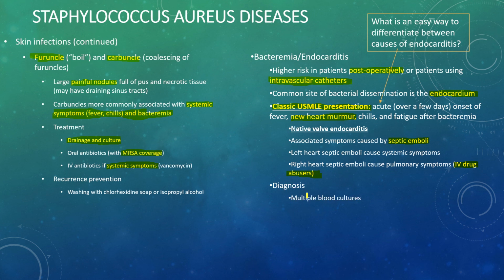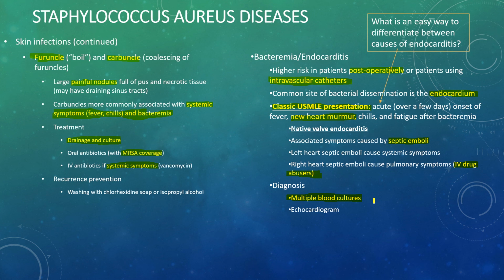So how do you diagnose this? You diagnose with multiple blood cultures, because remember, these are very difficult to differentiate between other organisms. You could accidentally get a Staph epidermidis or some contaminant getting into the blood culture. So you need to see multiple Staph aureus positive blood cultures. Only if you have multiple Staph aureus positive blood cultures can you definitively say this bacteremia or endocarditis was caused by Staph aureus.